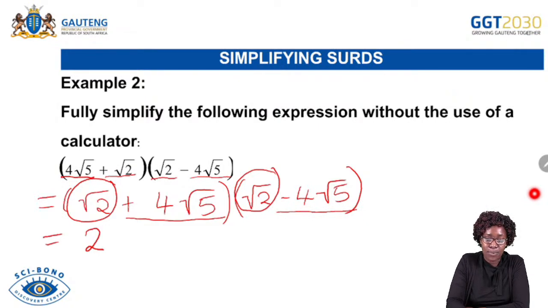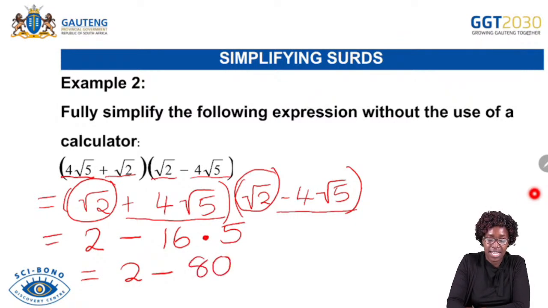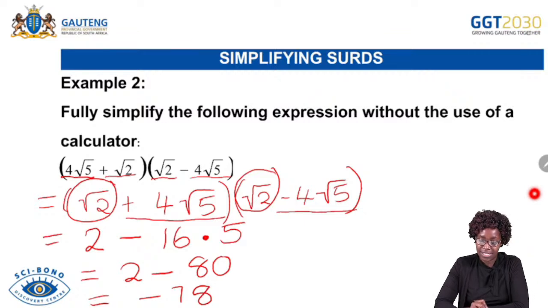So when we multiply a positive 4 square root 5 by a negative 4 square root 5, this becomes a negative 4 multiplied by 4 is 16. Then square root 5 multiplied by square root 5 simply gives us a 5. Then as we go further, 2 minus 16 multiplied by 5. Remember the order of operations. I need to make sure I multiply first before I subtract. So 16 multiplied by 5 there gives me 80. And then when I subtract these two, my answer there will be negative 78.